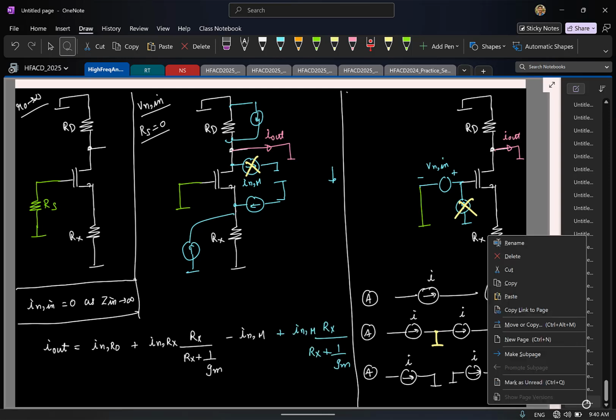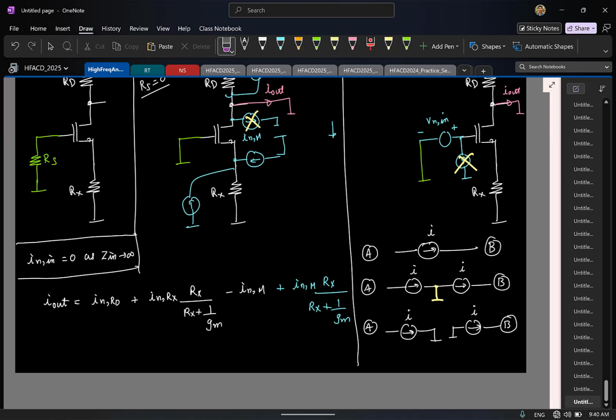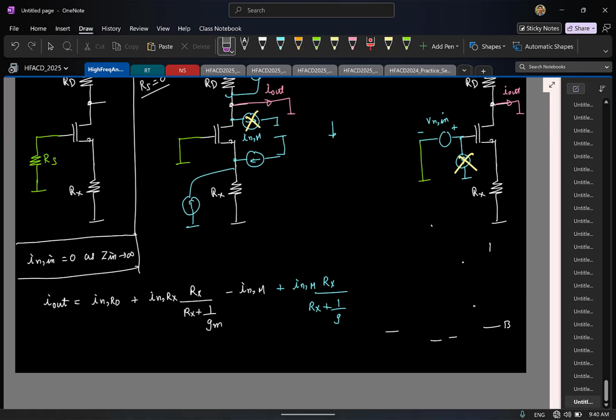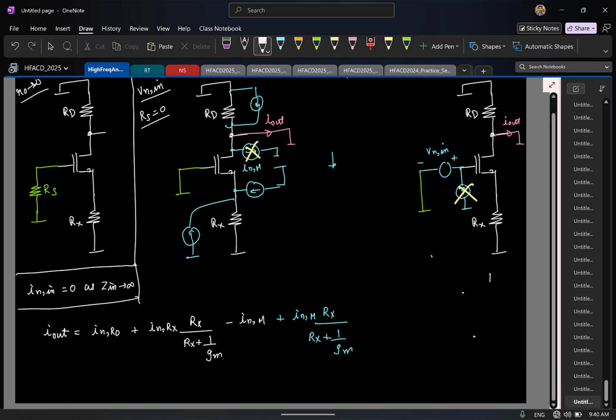So let's quickly wrap up the calculation. I'll simplify this. If I simplify this, I'll directly write the power spectral density. Maybe I'll take it to the next page and write.